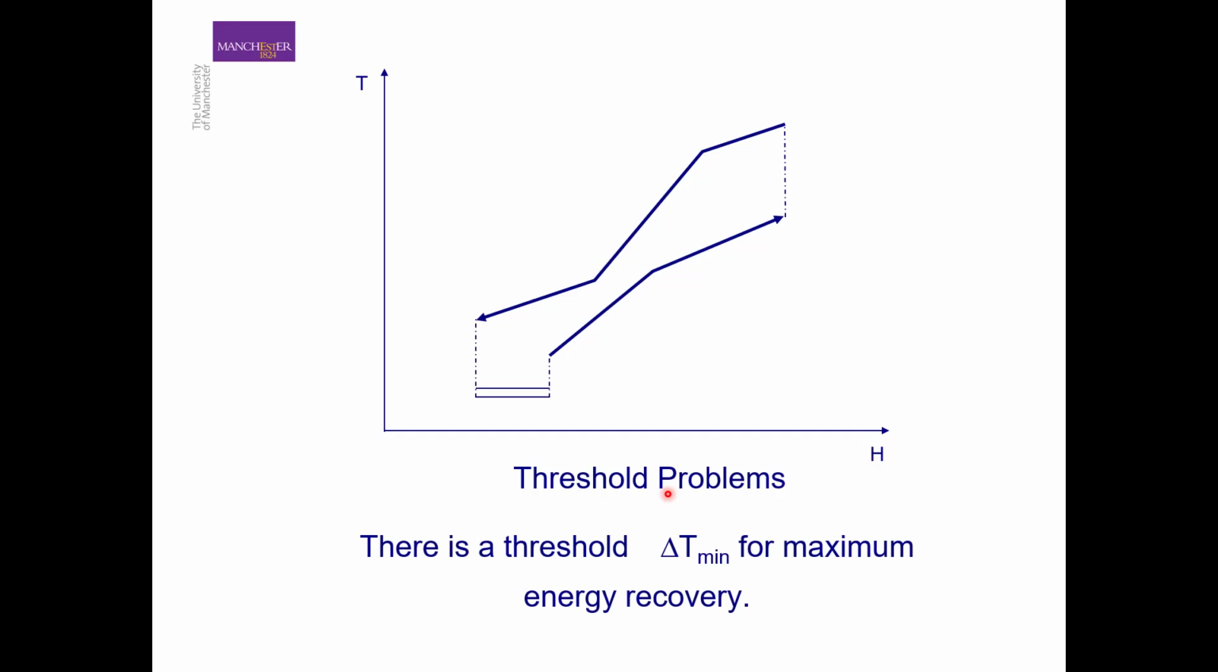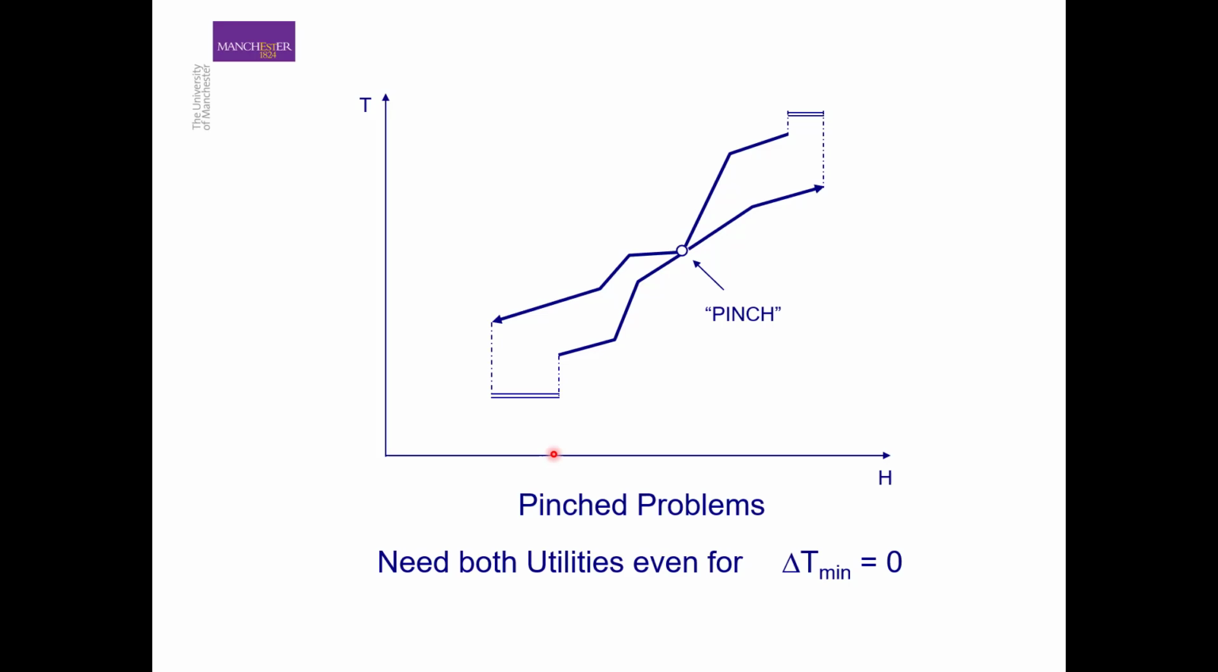We have defined a special type of problem called a threshold problem. A threshold problem exhibits a threshold delta T min, which we saw in the last slide to be 14 degrees centigrade, for maximum energy recovery. Once we go below that threshold delta T min, there is no further energy recovery and no further decrease in cold utility. In pinch problems, as we have seen earlier, we have delta T min equal to 0, as shown here, and we still have a hot utility requirement and a cold utility requirement.